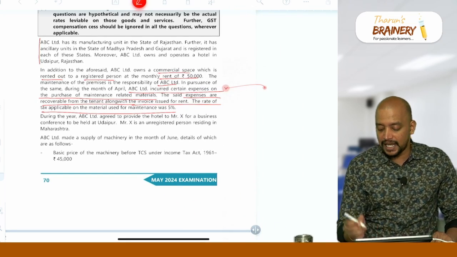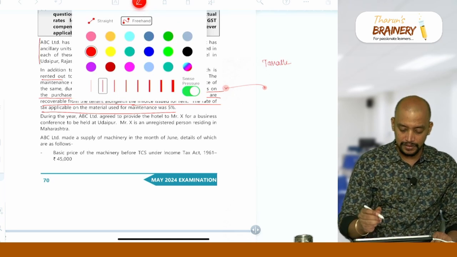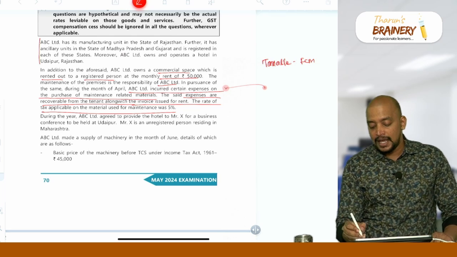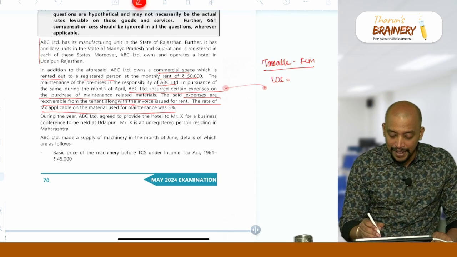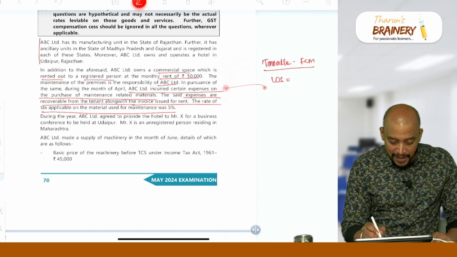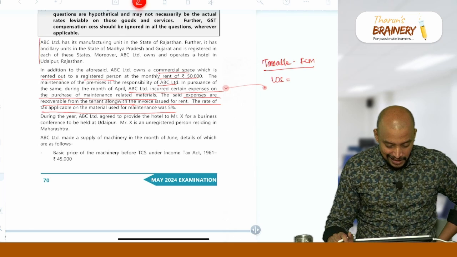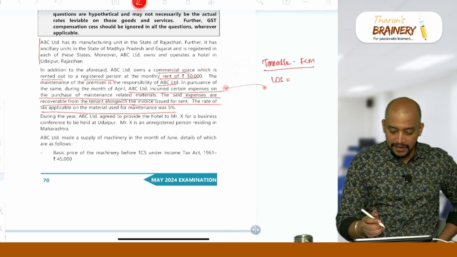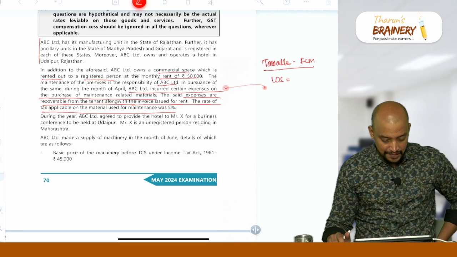So related to this paragraph, we are trying to understand, it will be taxable under FCM. And what is the location of supplier? Where is ABC Limited operating a hotel, commercial space rented out to a registered person? So they have not given anything, na? Monthly rent of 50,000. So then they operate a hotel in Udaipur, Rajasthan, that only will be taken.